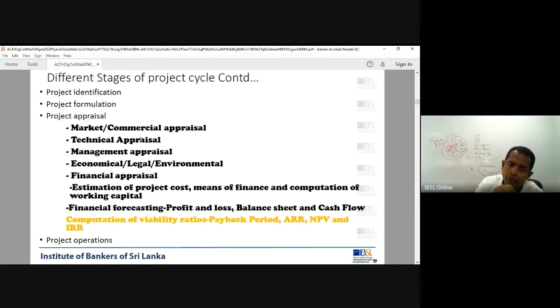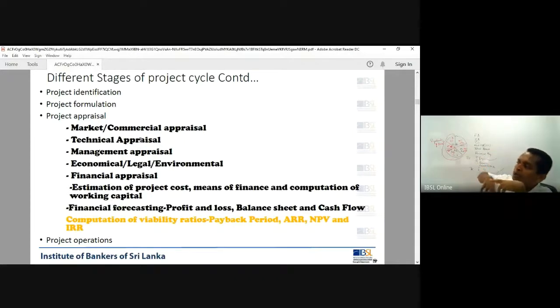Then we have to project the profitability. We are not talking about charity projects here. We are talking about profit-making, commercially viable projects. So you need to have a profitability projection, a balance sheet projection, and cash flow projections for a project.